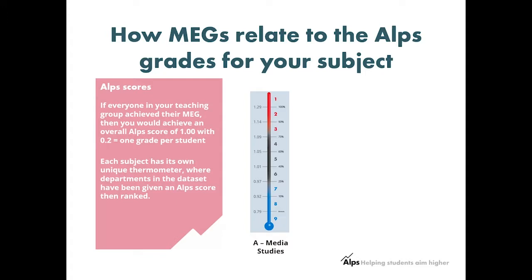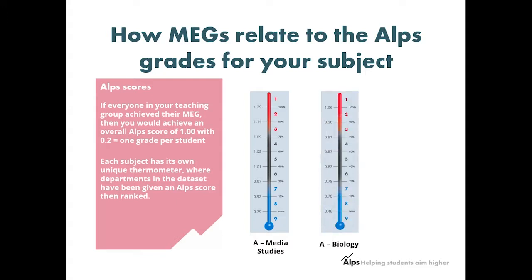So that 0.2. Now if we look at another thermometer, here's the biology one. I've deliberately chosen a second thermometer that's very different from the media studies one. In this case, the biology department at the top got 1.06. That's not far off the MEG. So the top biology department in the country is getting pretty much the MEG, whereas the top media studies department is getting a grade and a half over it.